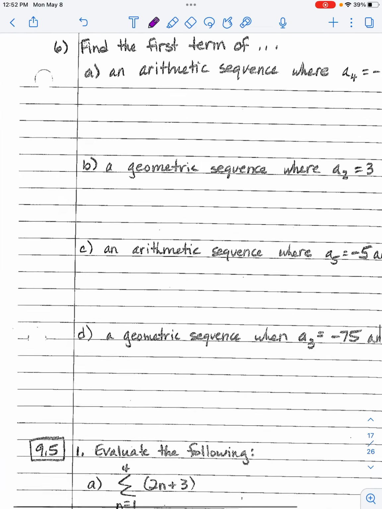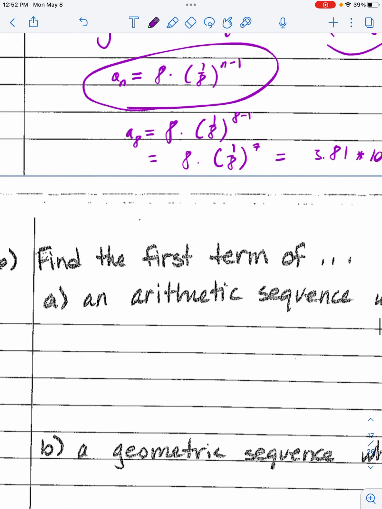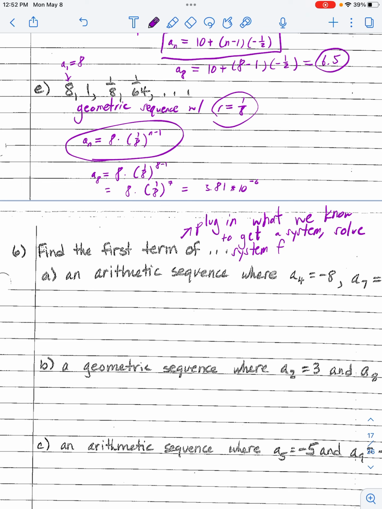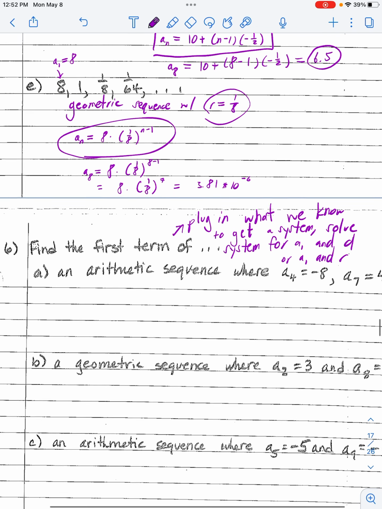All right. Now we're going to talk about these four. Find the first term. What we do is we plug in what we know to get a system, and then we solve that system for the first term, a sub 1, and d in the case of an arithmetic sequence, or a sub 1 and r in the case of a geometric sequence, okay?